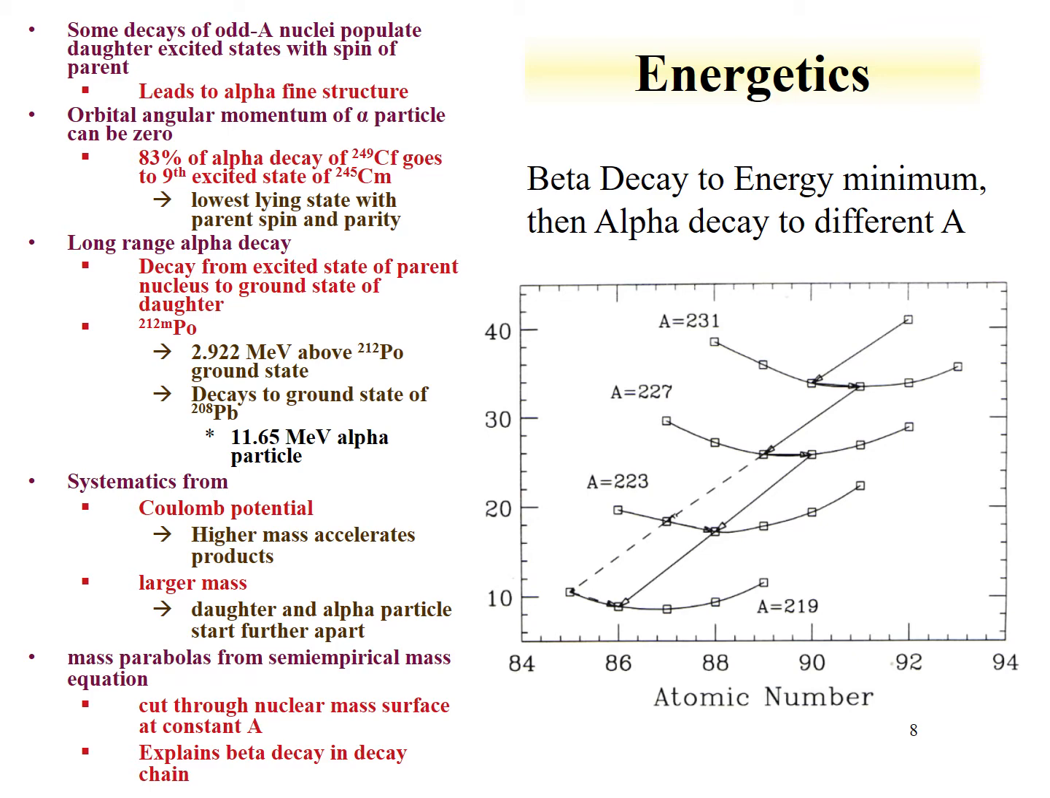For instance, even nuclei, since their spin and parity is 0 plus, will often decay to the ground state of the daughter, because their spin and parity is 0 plus, and the alpha particle also has 0 plus spin and parity.